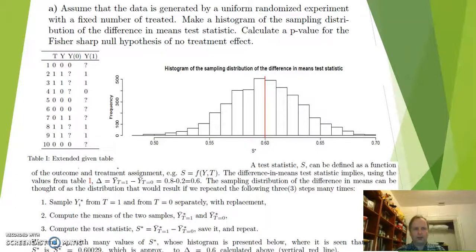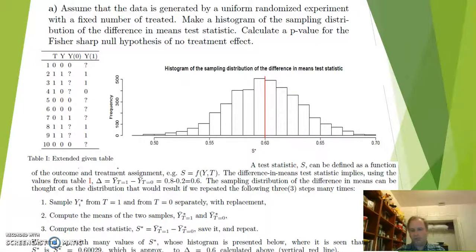The first exercise was: assume the data is generated by a uniform random experiment, make a histogram of the sampling distribution of the difference in means test statistic. As you can see, I use a test statistic, which is defined as a function of the outcome and treatment assignment. The difference in means test statistic implies using the values from Table 1, and for instance, the simple mean difference is there.